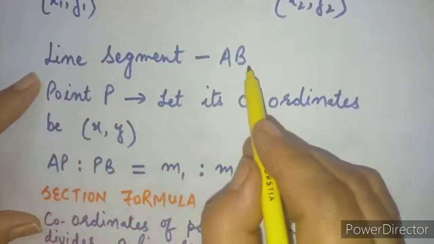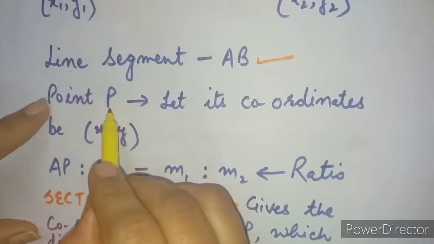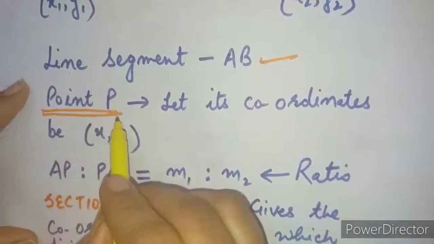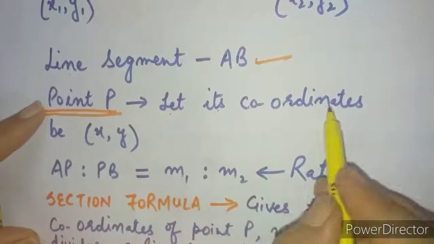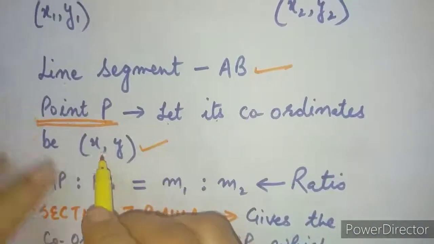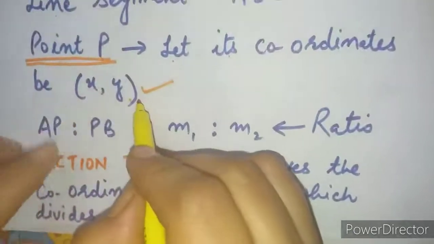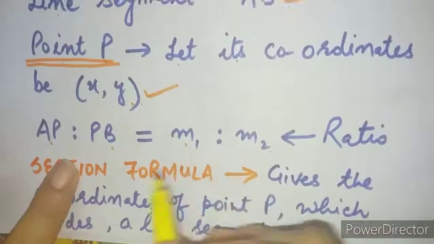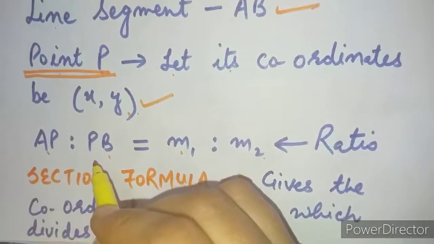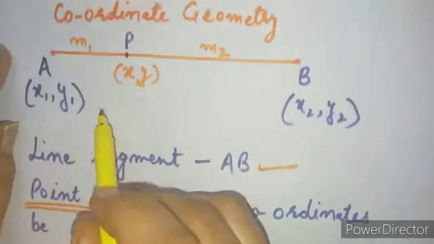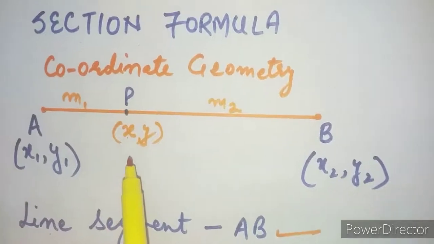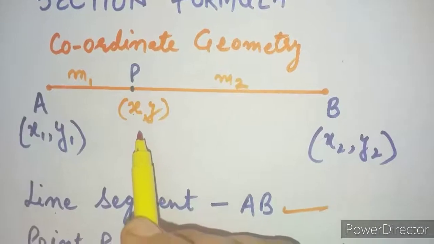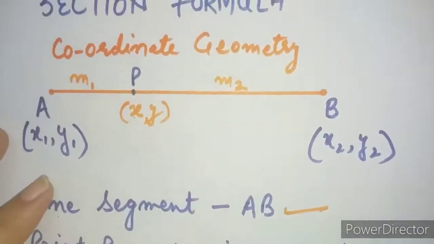There is a line segment AB. Point P, we have to find out the coordinates of point P, and I have written let its coordinates be x, y. Every time either these will be given or we are required to find them. And AP ratio PB is M1 ratio M2. So now, coming back to the section formula, after 1 minute I will tell you the actual formula. Before that I want to tell you where it is used.